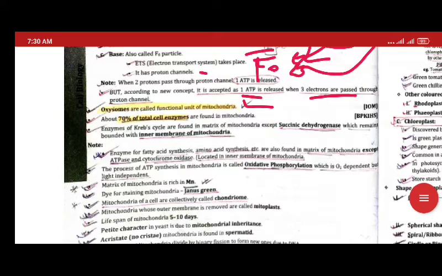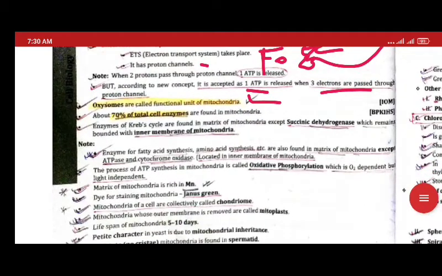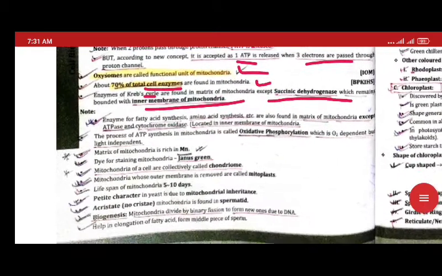So how does the oxysome occur? In the inner part there is cristae. Cristae contain tennis-racket-like structures that contain oxysomes. So that is how oxysomes occur. Now 70% of total enzymes are found in mitochondria, enzymes like the Krebs cycle, which is found in the matrix. All enzymes are contained in the matrix except succinate dehydrogenase, which is in the inner membrane of mitochondria.